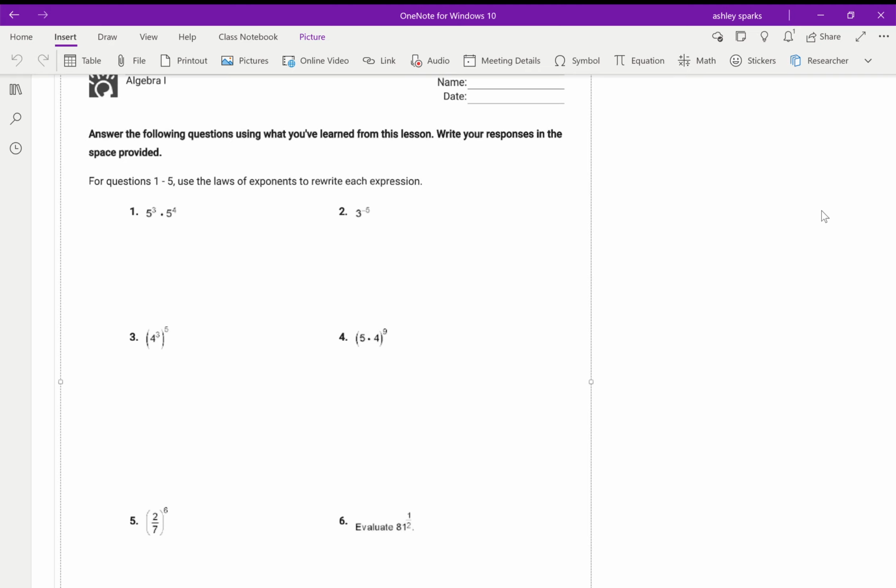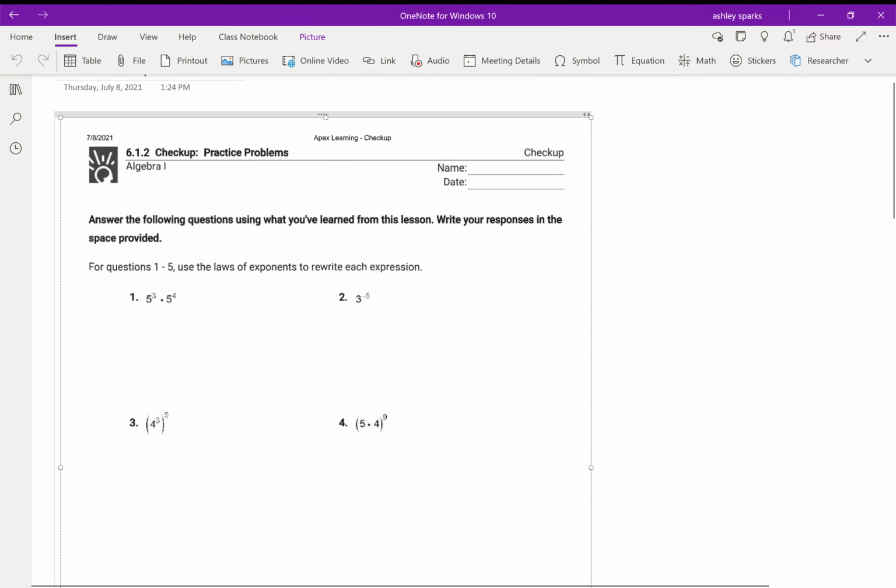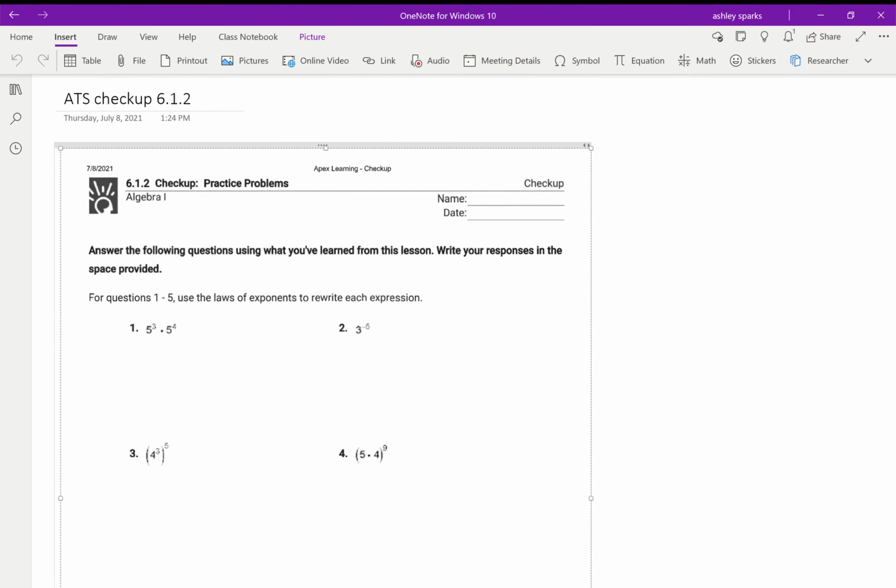Alrighty, so this section is 6.1 for our Apex ATS. So this section is all about our exponents, our laws of exponents.